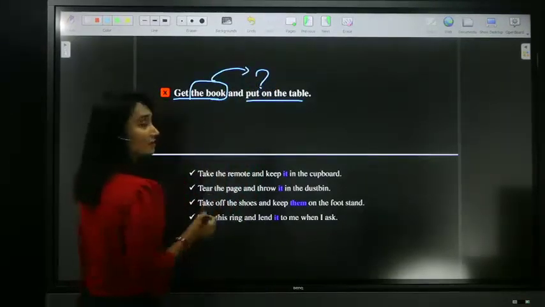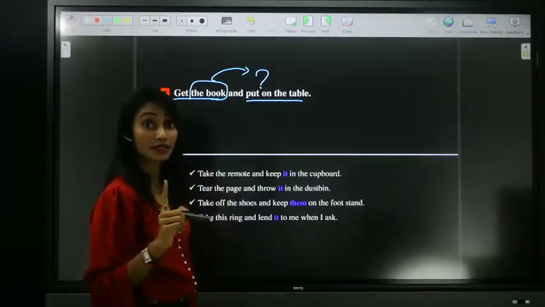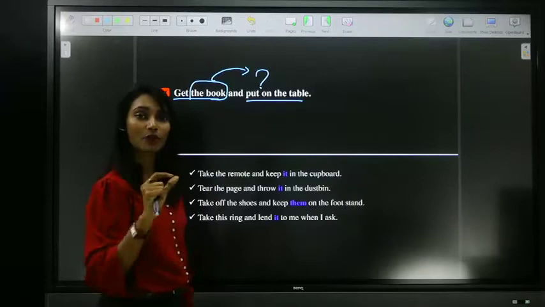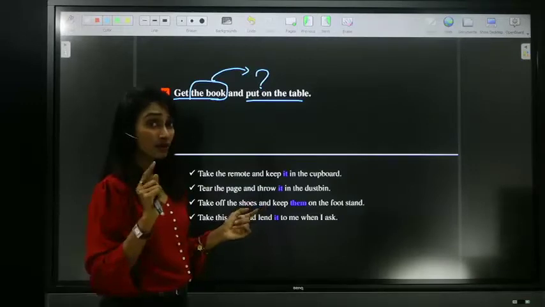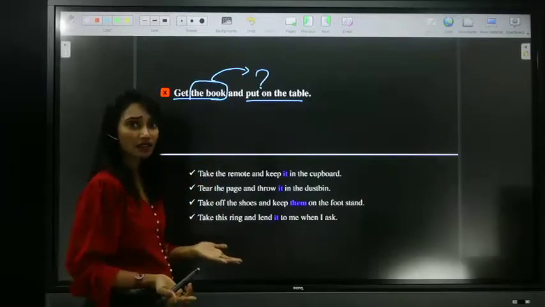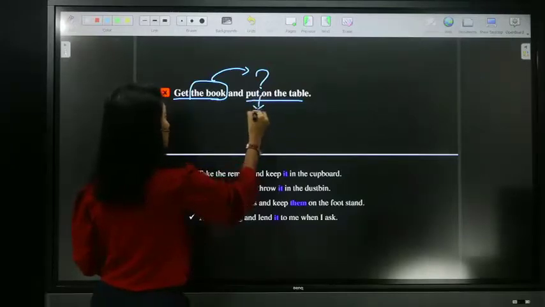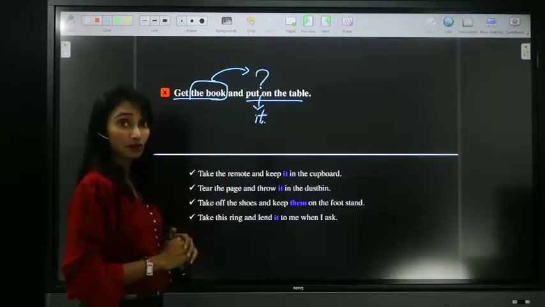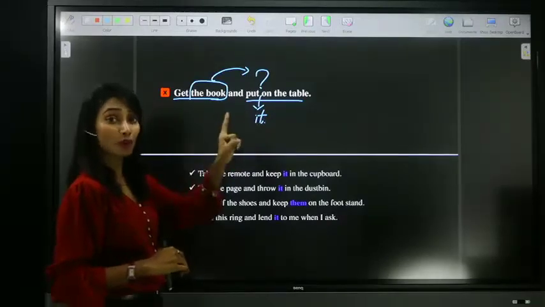The book only, no? See, the sentence is correct informally, but not formally. In formal sentences, we have to use correct subject, verbs, and object. Here it is imperative, so we will not have subjects. However, we should have verbs and objects, right? So get the book, okay, and put what? The book. So use an appropriate pronoun for that. Put it on the table. What do you have to put? It. What is it? The book. Understand this? So get the book and put it on the table. That is a correct formal sentence.